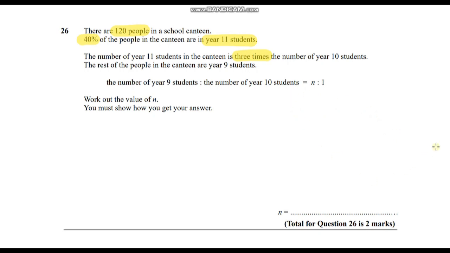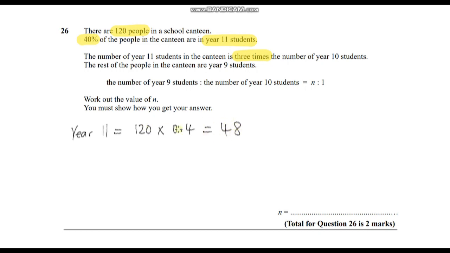So it's quite wordy. This is only worth 2 marks, but there's quite a lot involved here. So let's go through this step by step. There are 120 people in the canteen and 40% of the people are year 11s. To work out the number of year 11 students, we're going to take 40% of 120. So we can just do 120 multiplied by 0.4. I don't think I need a calculator for that. I think that is going to be 48.